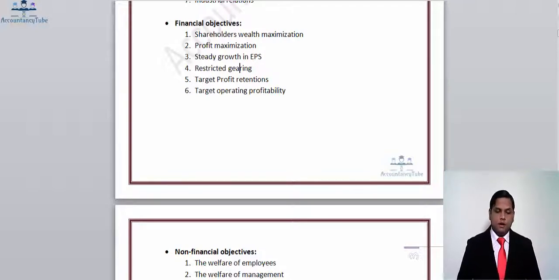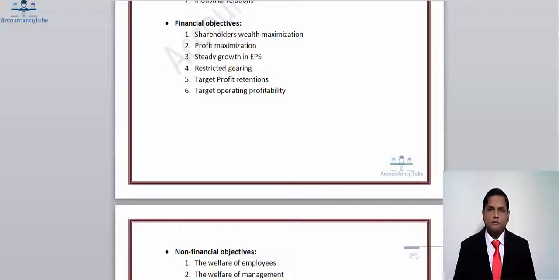Financial objectives. Shareholders' wealth maximization. It's obvious that the shareholders invest funds so that we can increase their wealth. So a steady profit, steady growth and future prospects will ensure that our shares are perceived by investors in good books, which will increase our share price, which in turn will make shareholders happy.